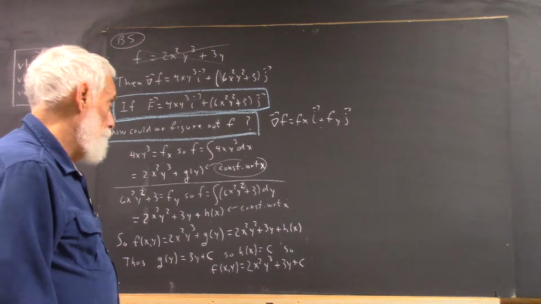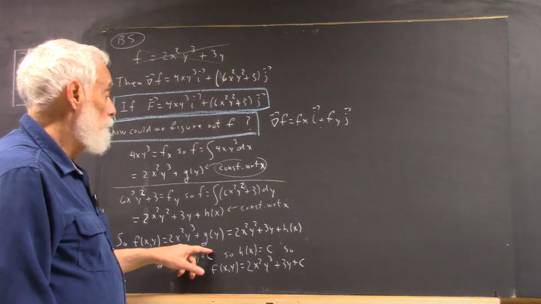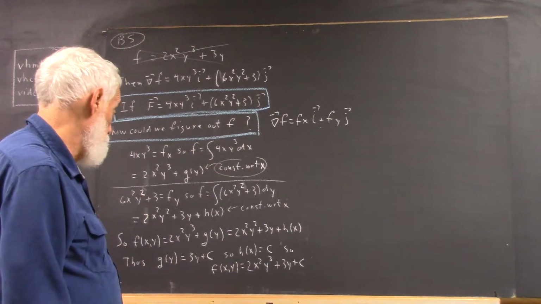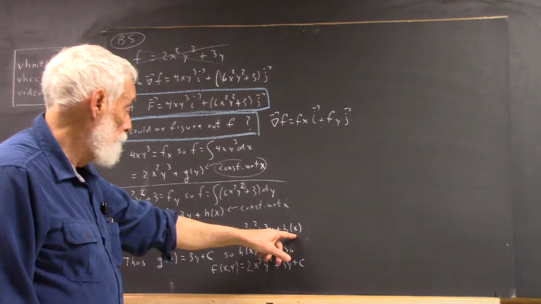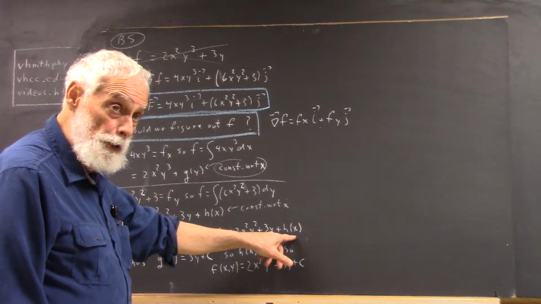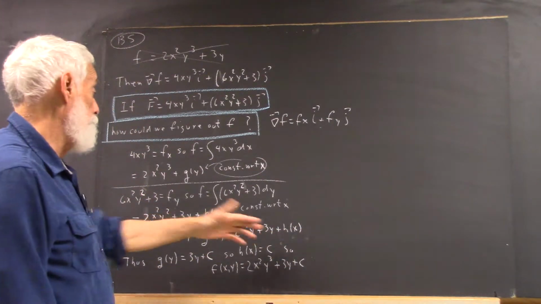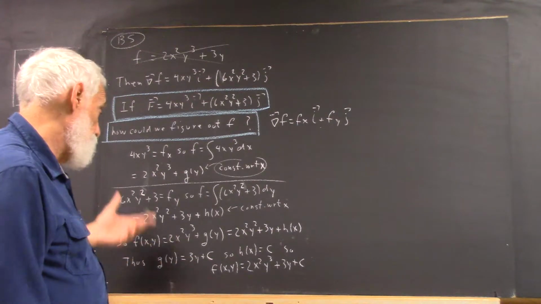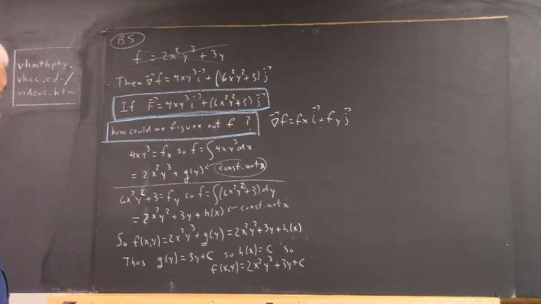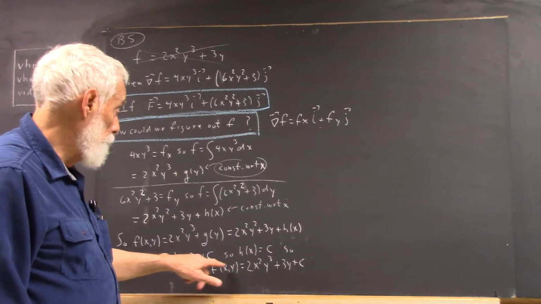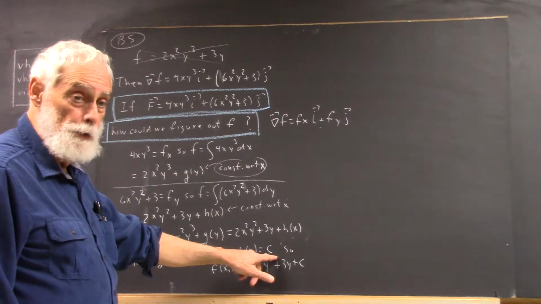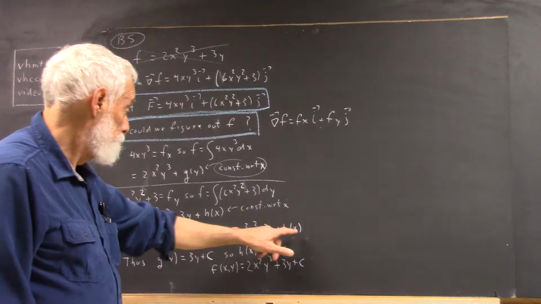of x, well, g of y could include a constant, h of x could include a constant. But we don't have anything else. We don't need anything else for our h of x, and actually we can't have anything else in our h of x or it would mess up our x derivative. So that our g of y, we're going to say, is 3y plus a constant. Our h of x is then going to just equal that constant.